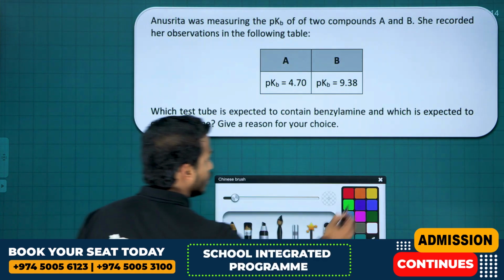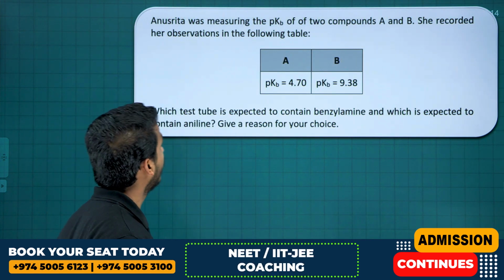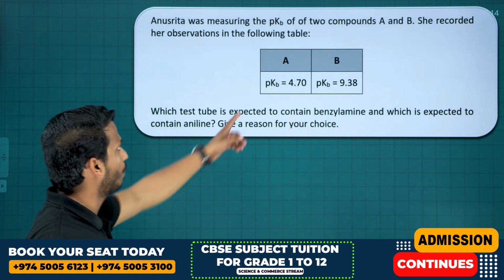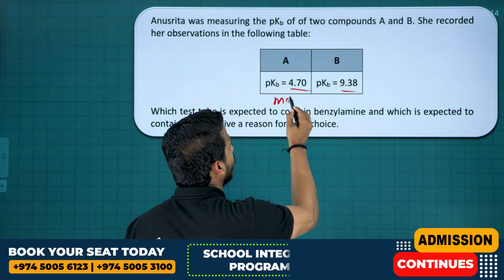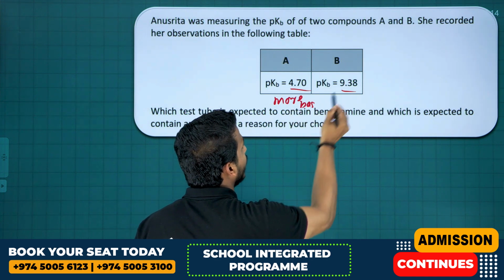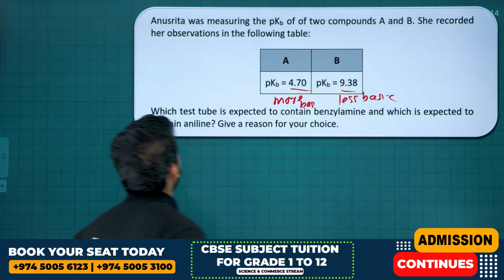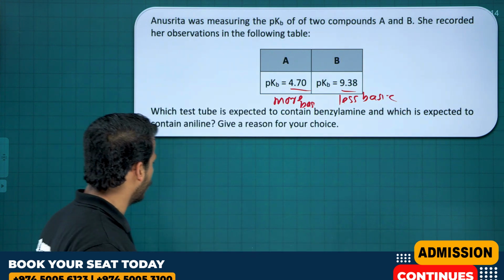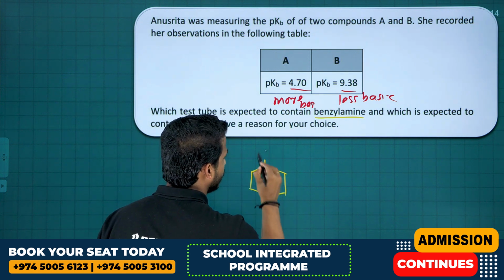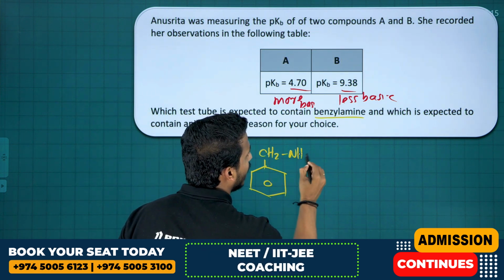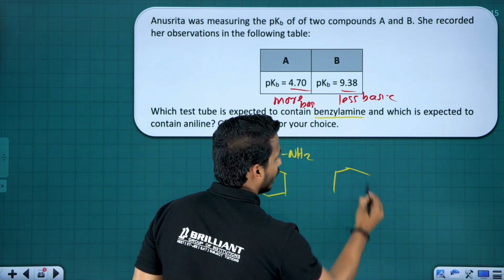Next. Anushrita was measuring the pKb of two compounds A and B. She recorded the observation. Okay, pKb here, pKb here. Here pKb is less, that means this is more basic, and this pKb is more, so it is less basic. Correct? Next. Which test tube is expected to contain benzylamine? What is benzylamine? Benzene with CH2NH2. Benzylamine, and which is expected to be aniline? Can you tell me, dear?